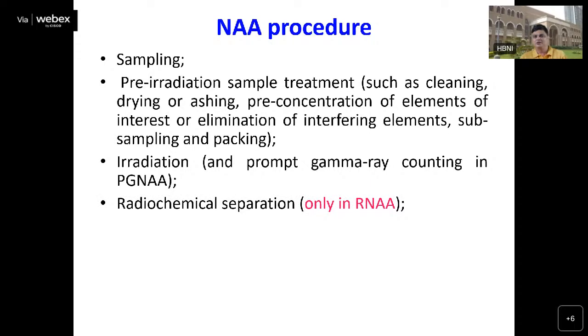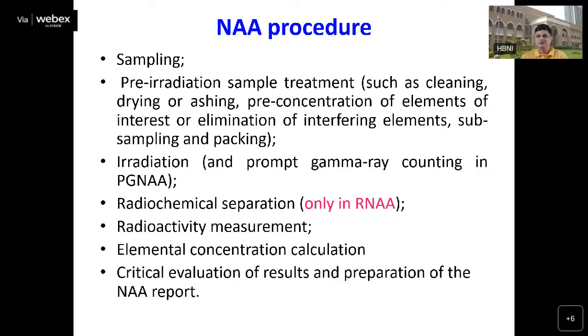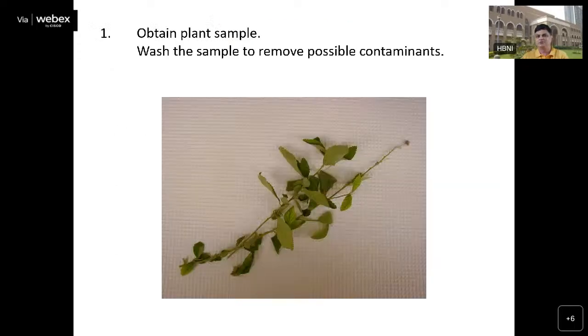Radiochemical separation we do only whenever we want to do some kind of separation after doing the neutron activation analysis. Then we carry out the radioactivity measurements, elemental concentration calculations, critical evaluation of the result, and the preparation of the neutron activation analysis report. That is the final report. Final report means we have to present the concentration and the uncertainty associated with those particular measurements.